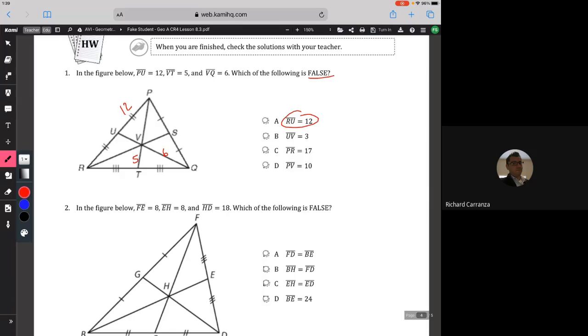So is RU 12 as well? Is that true or false? This is true. If PU is 12, remember RU is the same thing, so that would be 12 as well. UV is 3. So UV is inside here, and they're saying that that's 3. Well, I know that that's half of this part, and that should be 3, so that's true. The other one is saying PR is 17. PR is this whole thing. So it's 12 plus 12, and that's 24. I think I found the false one, right? It's saying that it's 17, which is false.